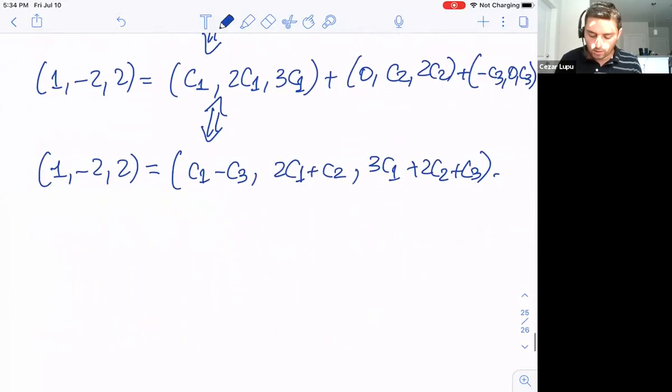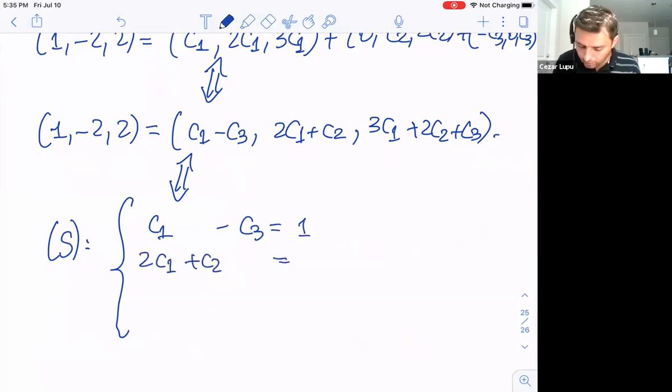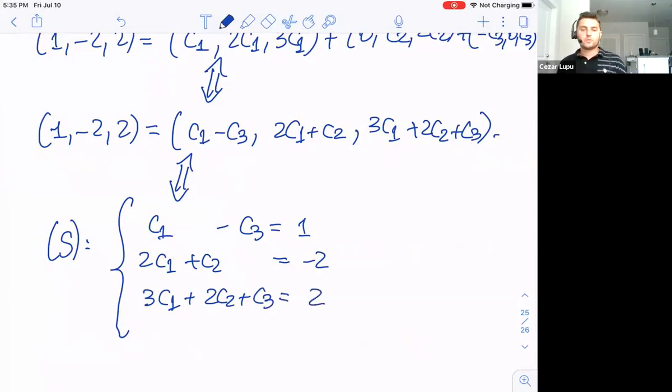Now equating all this will give us the following system. The system will be similar to the previous one, but a little bit different. C1 minus C3 is 1. 2C1 plus C2 equals negative 2. 3C1 plus 2C2 plus C3 is 2. You see, this column of free coefficients has changed. Now it is 1, negative 2, and 2. So this is again a system of linear equations in 3 variables.